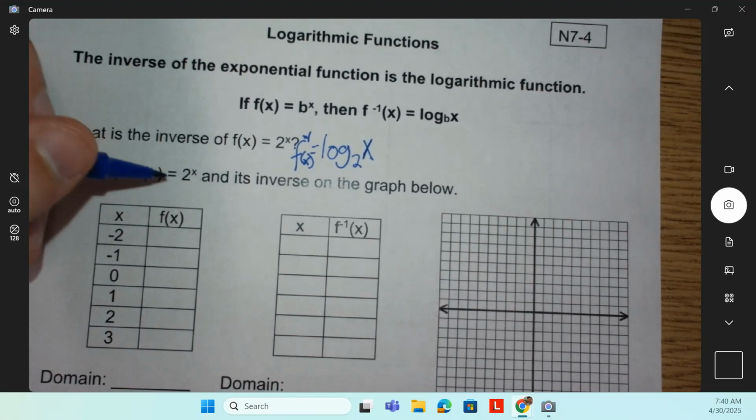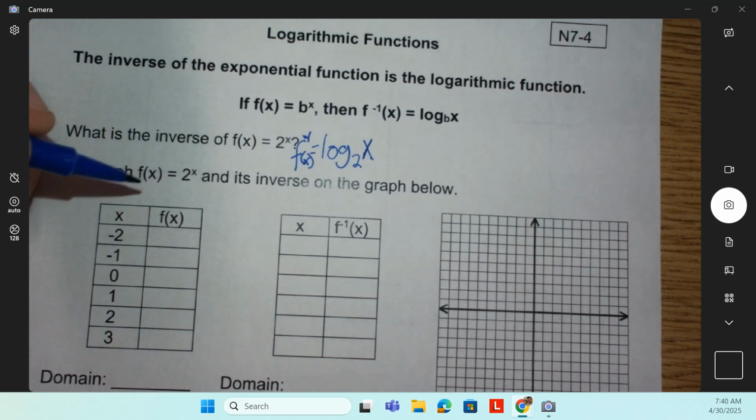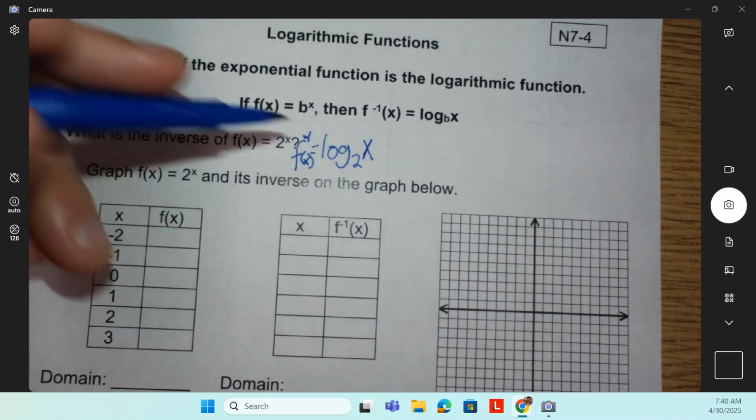And then when I go to graph this, we're always going to graph the exponential first because we can work through that a little easier versus the log function. We've got to do a few more steps.